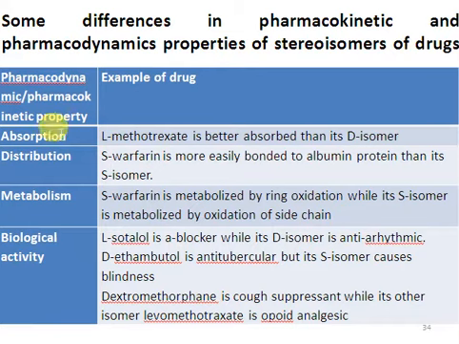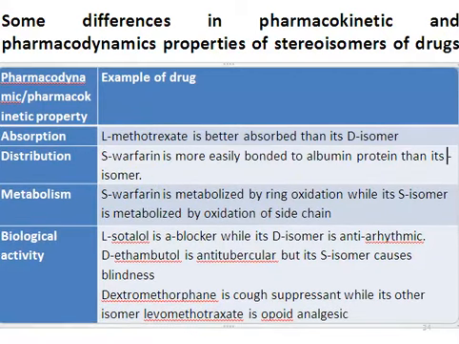Right, so there are some differences in the pharmacokinetic and pharmacodynamic properties of the stereoisomers. Just for example, we are taking some examples in order to elaborate that differences in the stereoisomer result in different properties. Firstly, we'll consider the pharmacokinetic properties, that's absorption. The L isomer of methotrexate is better absorbed than the D isomer. Similarly, among distribution, S-warfarin, that's a drug, is more bound to albumin protein, while the R isomer is not bound with albumin protein.